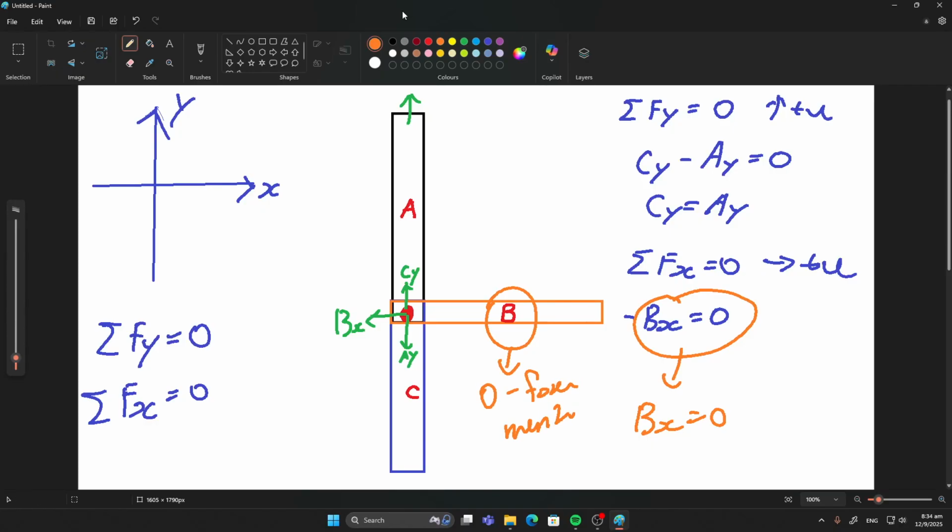How about bars A and C? Well, because Cy equals Ay, as long as one of them has a certain force, more than 0 Newton, acting on it, they won't be zero force members. Alright, so in this scenario, which is, if I'm not wrong, case 3, bar B is a zero force member, bars A and C are not zero force members.